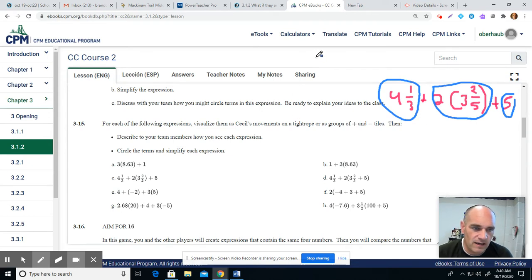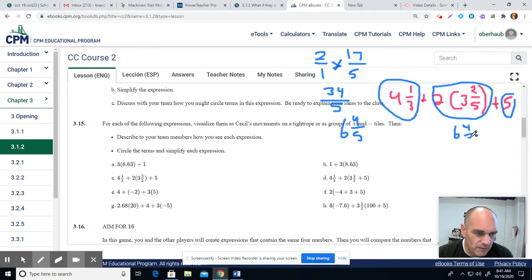So let's see. This becomes 2 over 1 times, make this top heavy, makes this 17/5. And let's see, can't cross cancel, so this becomes 34 over 5, if my math is correct. Make this untop heavy, so 5 goes in 34 6 times, and 4 left over. So this becomes 6 4/5. And then I've got my plus 5, and I've got my plus 4 1/3.